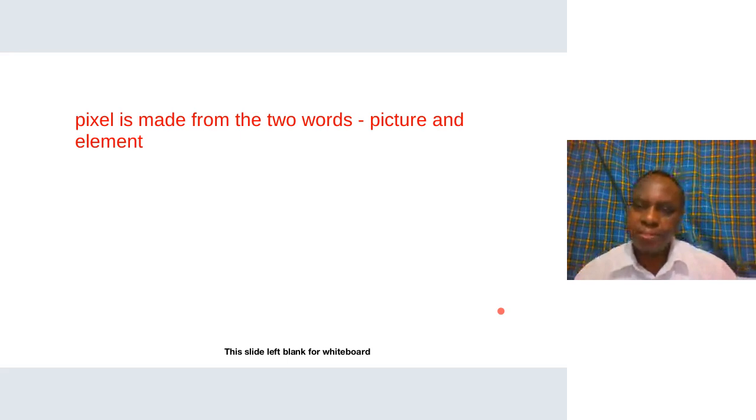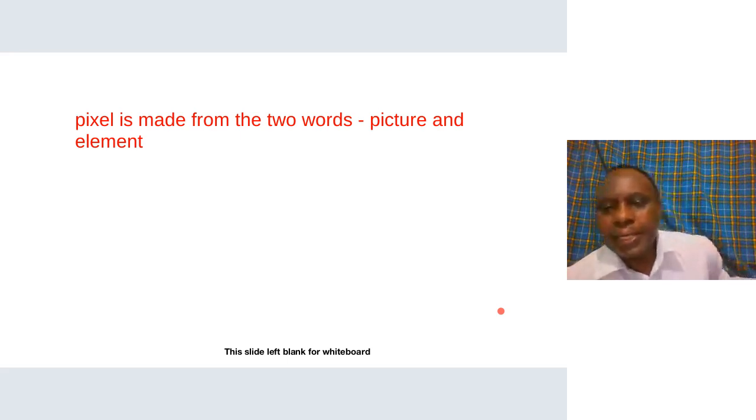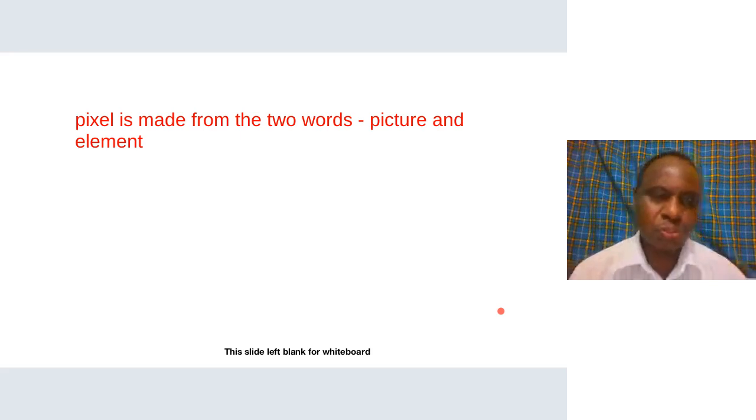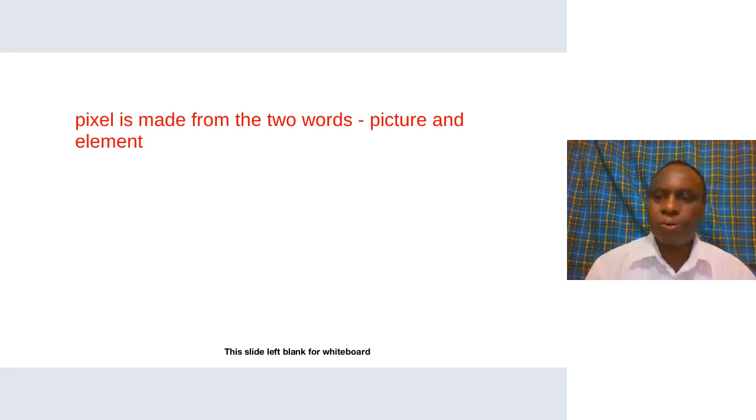So from the two words, you get pixel by just picking the P-I, and of course the sound of C and T to get the pix. And then from the word element, you get the EL to make the word pixel. So it's actually coming from that direct creation of the word picture element. Okay, so I think we can go on now. Thank you for the contributions.